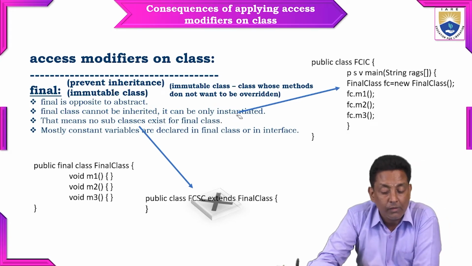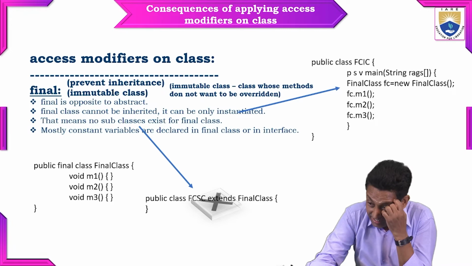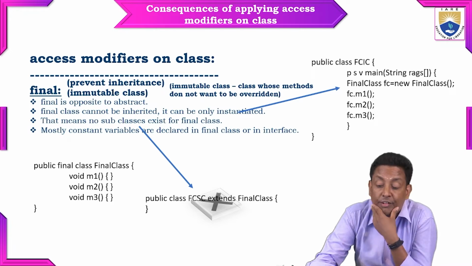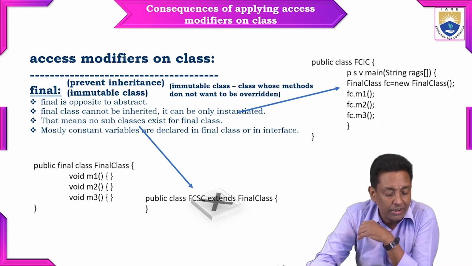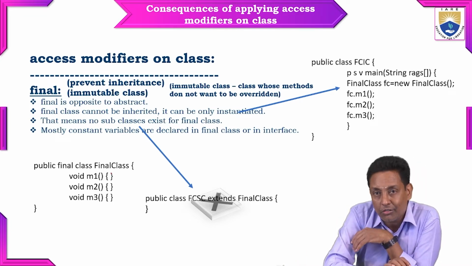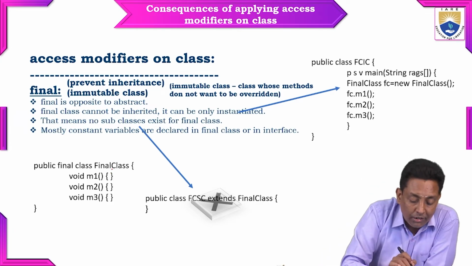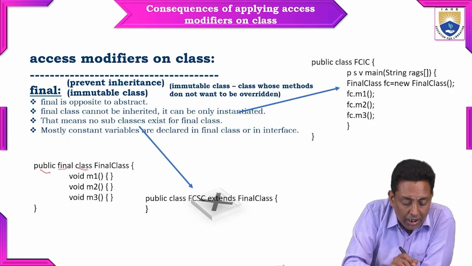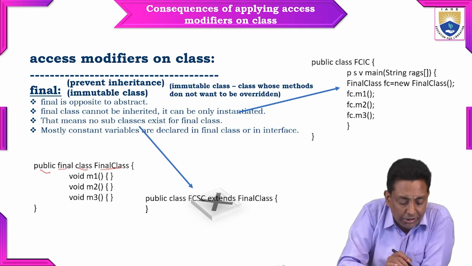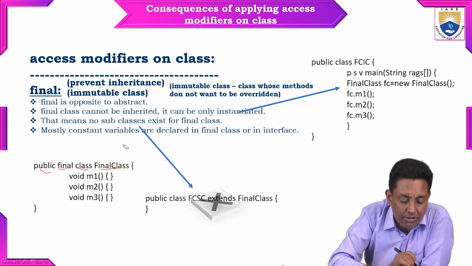When to declare a class as final, that we will discuss later on. First of all, we'll see how to write a final class and how it can be further used. To write a final class, you write like this: public final class, some name, FC. This name can be anything, ABC can be. Public final class.